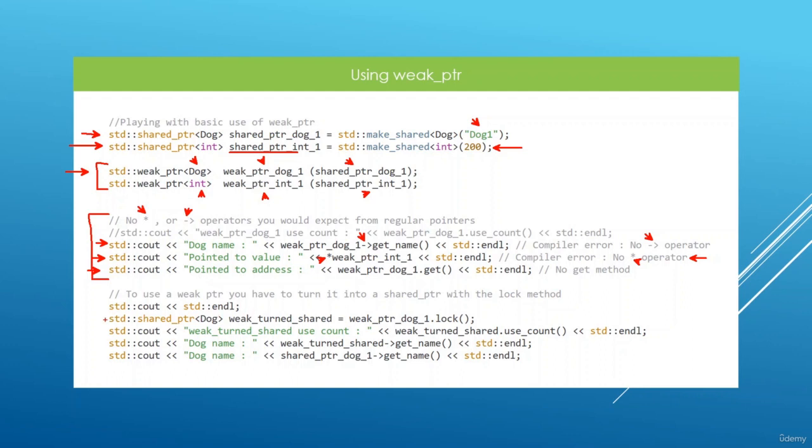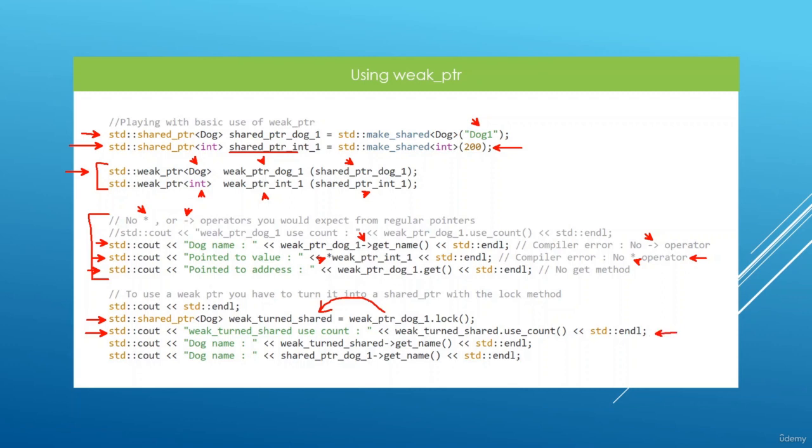For example, here we have a shared pointer to dog. And we are saying its name is weak_turned_shared. And what we are going to do to assign data back to this shared pointer is to call the lock method on our weak pointer. This is going to turn what we had in our weak pointer into a shared pointer. And after this, we can use this shared pointer like we use any other shared pointer in our C++ code.